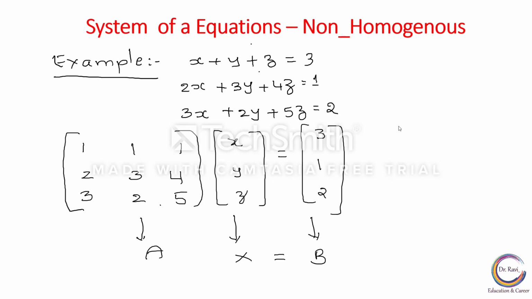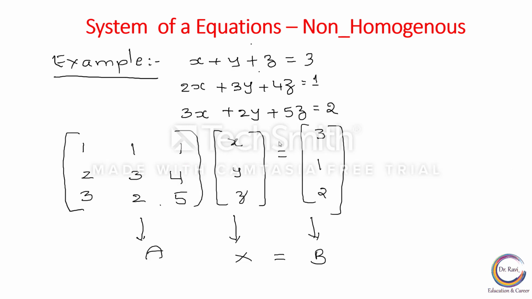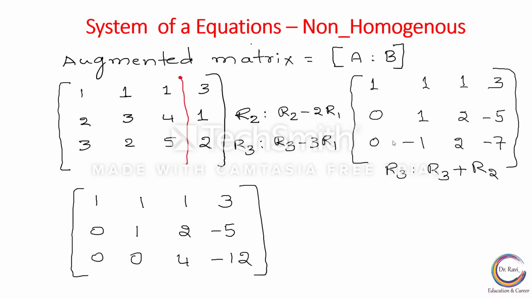Right. So next, we need the rank of A as well as the rank of AB. Then what we do is we take the matrix AB, which is called the augmented matrix. If you go back and see, A is this matrix and B is this matrix. So combining them together we get the augmented matrix, that is AB. Now what we require is the rank of the matrix.